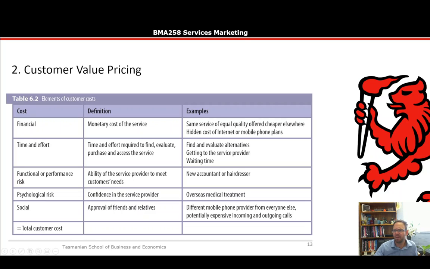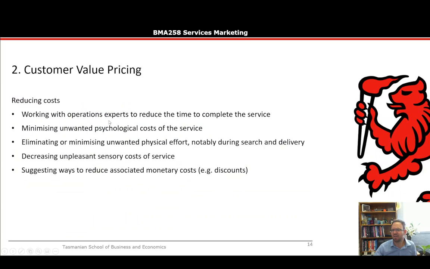All right, so here we've got cost: financial, monetary, time and effort; functional; psychological; the confidence in the service provider, such as overseas medical treatment; and then we've got the social approval of friends and relatives, which is what we just went through. Now, reducing costs. So working with operations experts to reduce the time to complete the service.